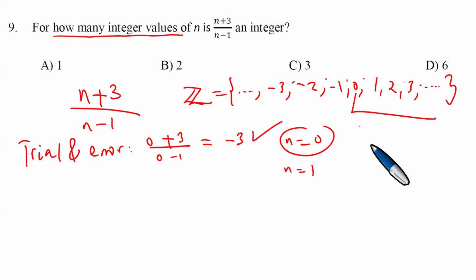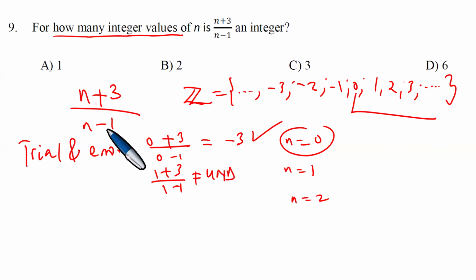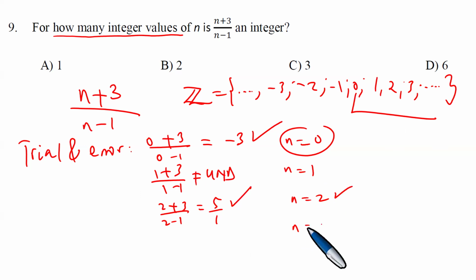I'm just exploring. Now we're putting 1. 1 plus 3 divided by 1 minus 1. Oop. Not an integer because it is undefined. Why is it undefined? Because it's division by 0. And then now, if you take n equals 2, you put here 2 plus 3 over 2 minus 1. 2 plus 3 is 5 over 1, an integer for n equals 2.